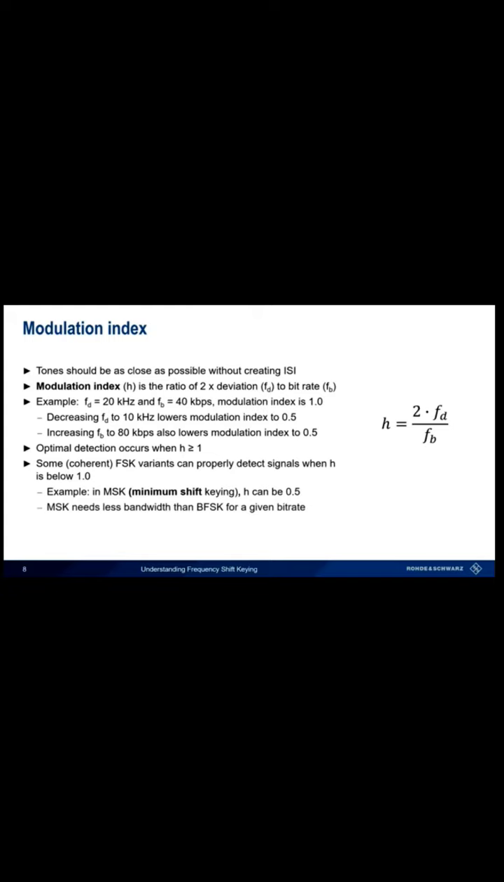If we were to decrease the deviation to only 10 kHz, that is, move the tones closer together, the modulation index would decrease to 0.5. The same thing would happen if we held the tone spacing constant but doubled the bit rate.